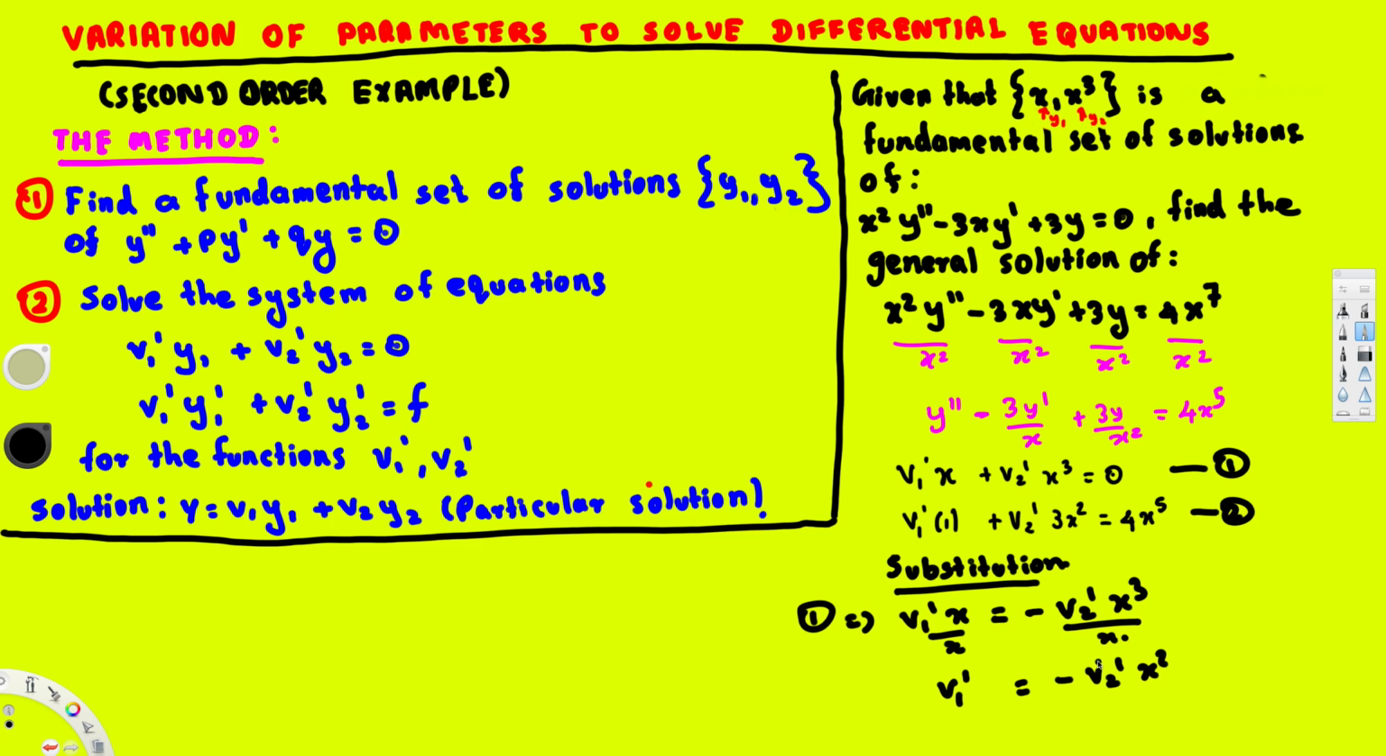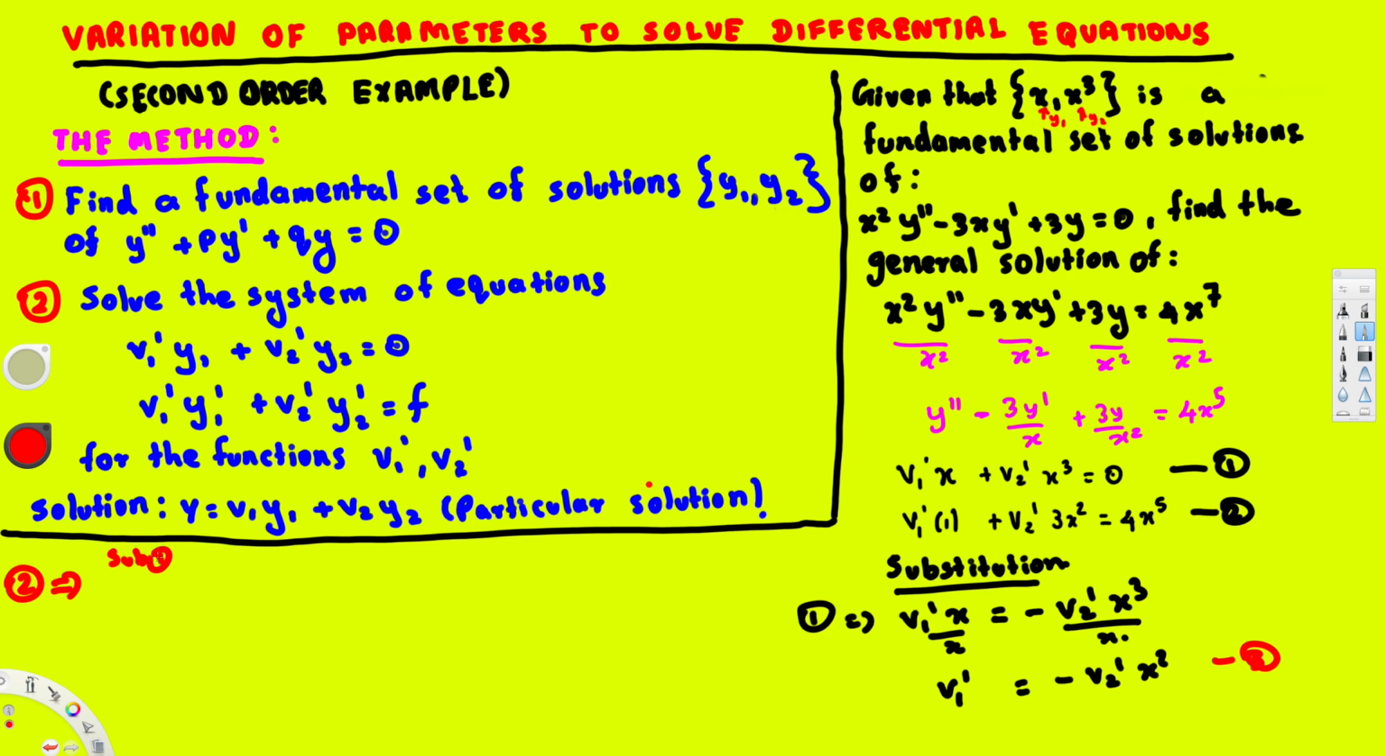Now after that, what we are going to do is plug this one into the second equation to solve for v2 prime. Okay, let's continue this one right here. This is our second equation. I substitute equation 1. We solve for this one. Let's say this is 3.